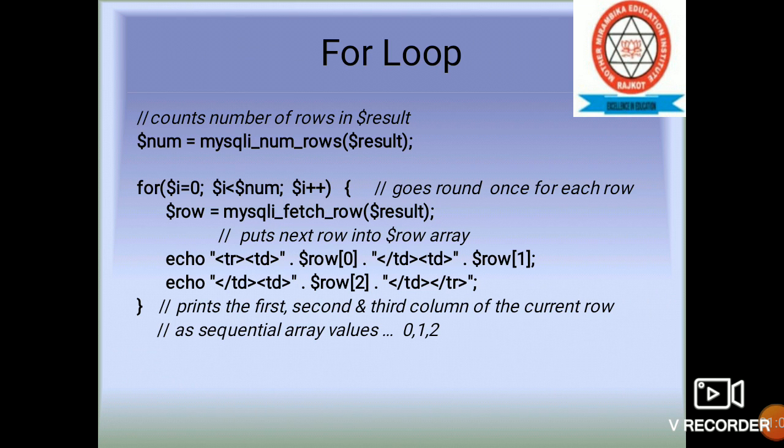Next is the increment, $i++. Next we are using the mysqli_fetch_row function, which will fetch a single record of $result and assign it to the $row variable. Next we are printing records, and here we are using the $row variable with index based retrieval. Here $row[0] is the first column, $row[1] is the second column, and so on.